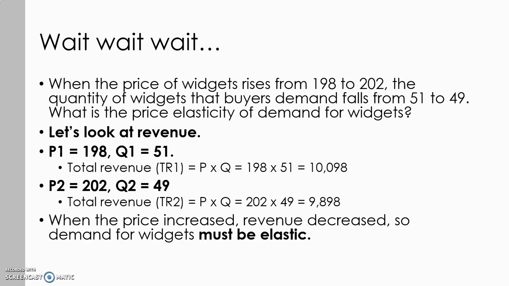Let's look at revenue instead of calculating this elasticity. P1 is 198, Q1 is 51, so total revenue at that initial price is $10,098. P2 is 202, Q2 is 49, so total revenue at that second price is $9,898.